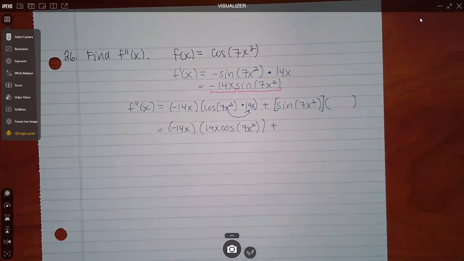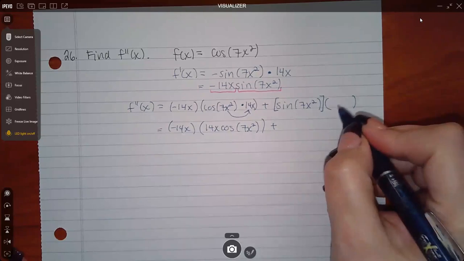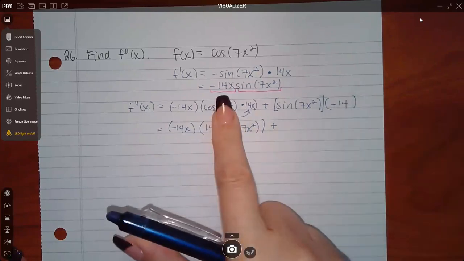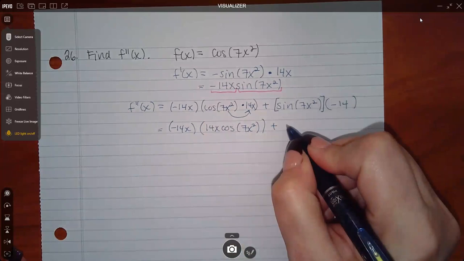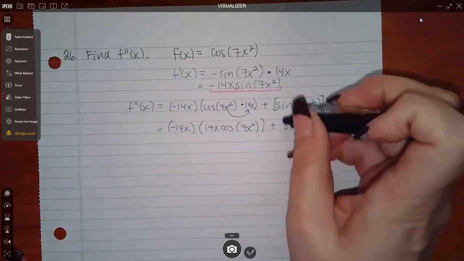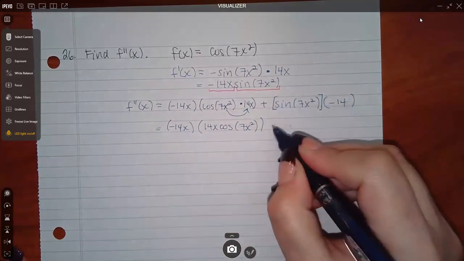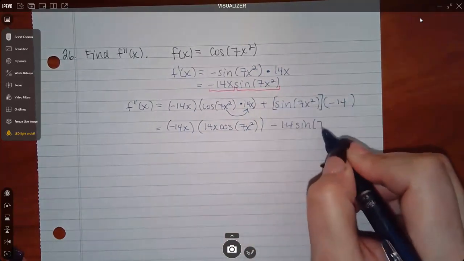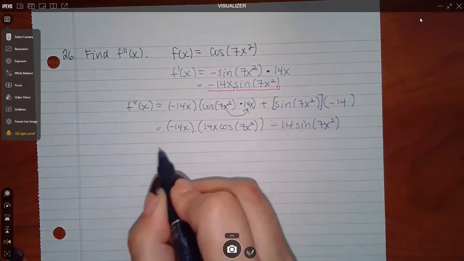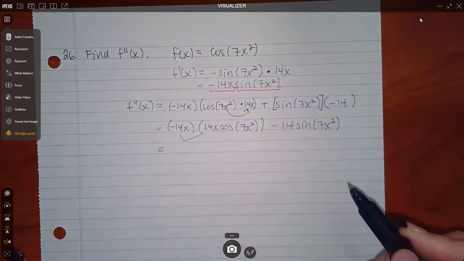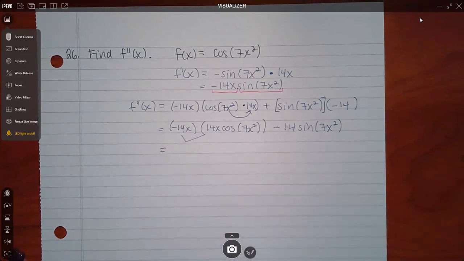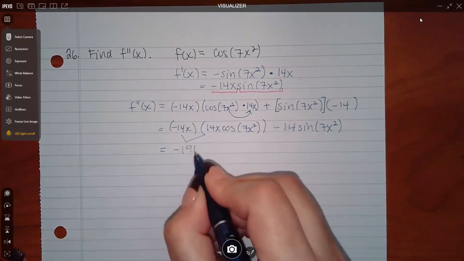So I did the second term just as it was. What's the derivative of that first term? Just negative 14. The derivative of this guy is just negative 14. And if I multiply those, again, I cannot multiply the angles. It's just going to be positive times a negative 14 sine of 7x squared. And the only thing I could do is multiply those coefficients together. I think it's 196, but I'm not sure. Yeah, negative 196.